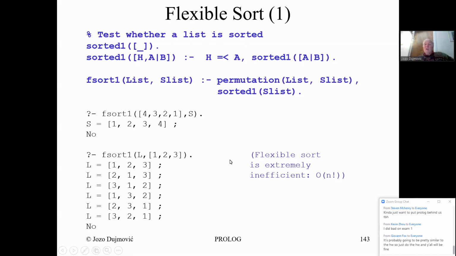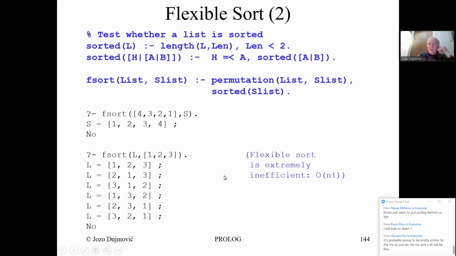And you can have that either this first argument list is input, or the second is input. And you can have these permutations and compute S list from list or list from S list. And this is flexibility as one of the fundamental features of PROLOG that we like to have in all cases.